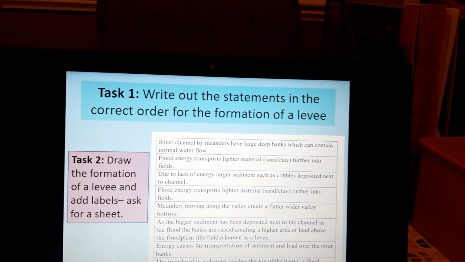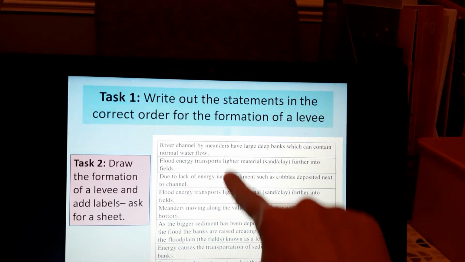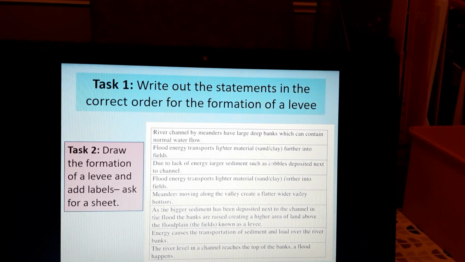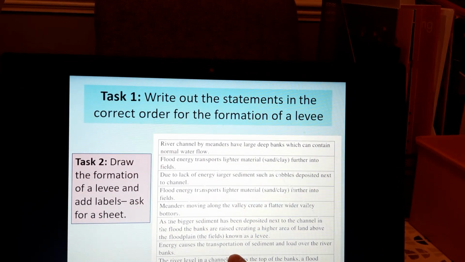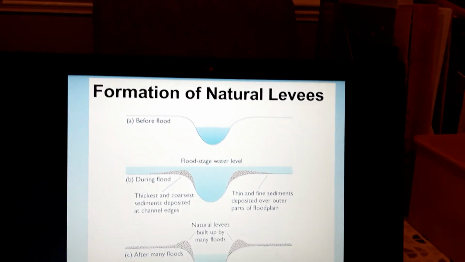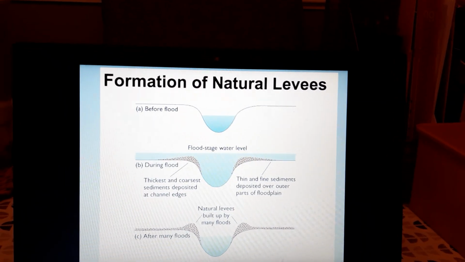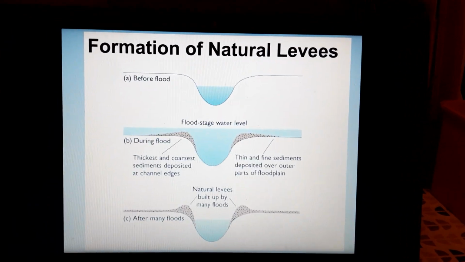Okay, so two things to do here. Write these statements out in the right order. These statements here describe how levees are formed. The answers are on the next slide again, so you can check. And then draw and label these diagrams as well. Any problems, just send me an email and we can work them out together.